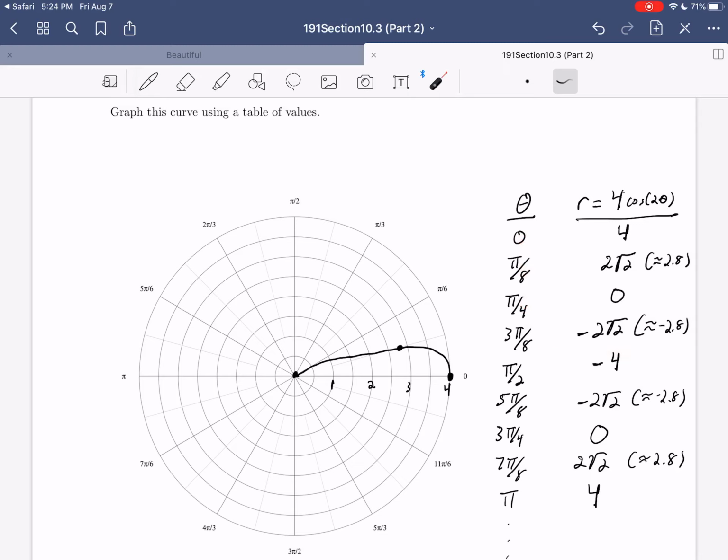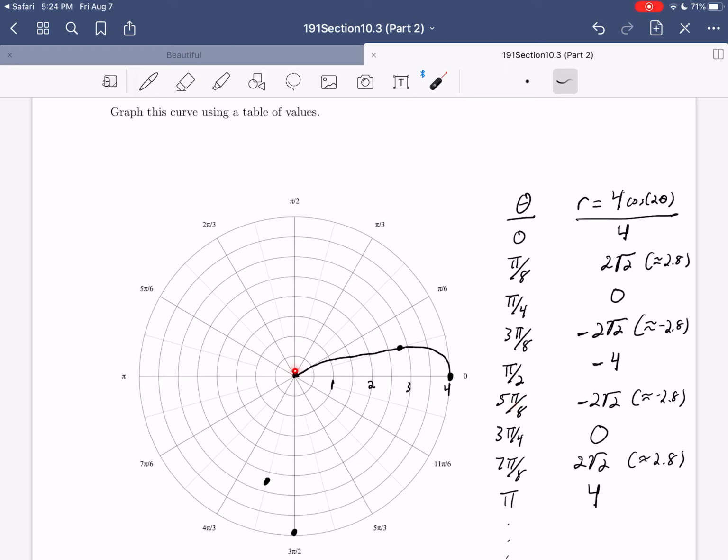Now at 3 pi over 8, 3 pi over 8 should be up here. We have a negative radius, so instead of being in quadrant 1, we're actually going to back up down here, and we're going to go to 2.8. So that should put us right about there. Right? There's our 3 pi over 8, and we're backing up there. And there's half unit 1, 1.5, 2, 2.5. Yep, 2.8. There we go. And then at pi over 2, which should be facing this way, we're going to back up 4 units. So we're going to end up here. So we've got this part right here.